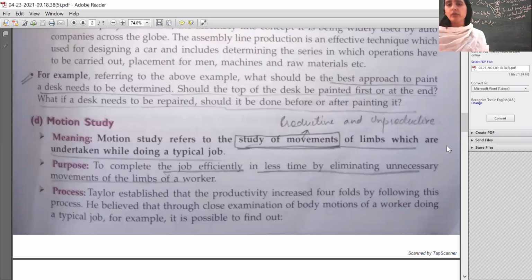Physical movement of both. Physical means the movement of your limbs, your hands, your legs. So your movement is being studied. How many times you are going to move during a day? That movement is studied here in motion study. Now you will ask how movement can be studied, how motion can be studied. See, let me give you an example.